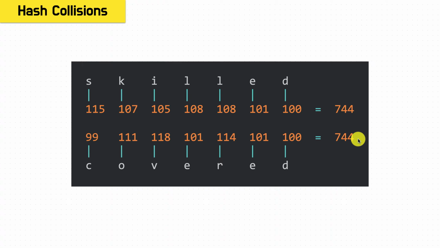On this slide, we have a very simple and naive hash function where we're taking a character's UTF-8 encoding and then summing all these encoding values together to get the integer as the hash output. And we see the string inputs are different: skilled and covered. However, the output for them is the same integer. So in this case, we have a hash collision.